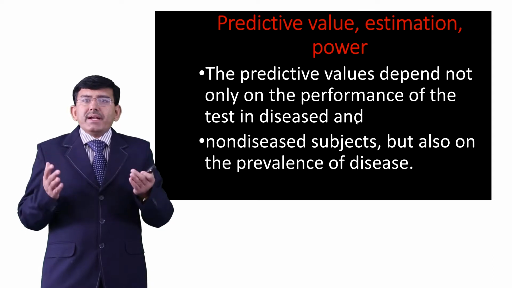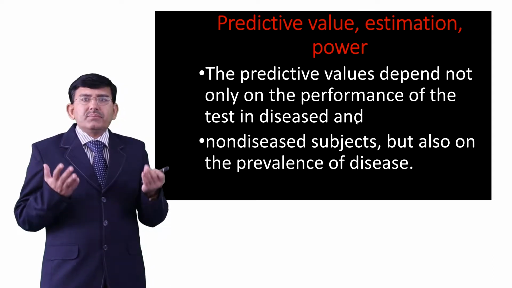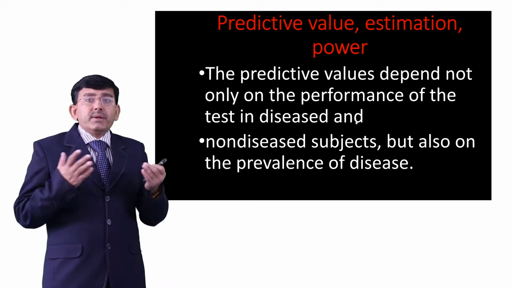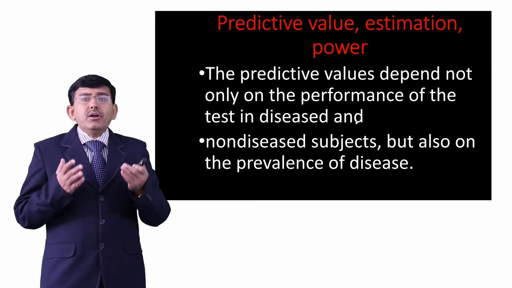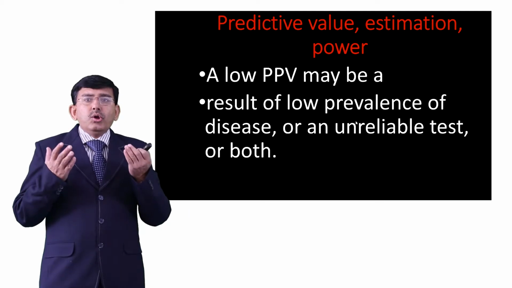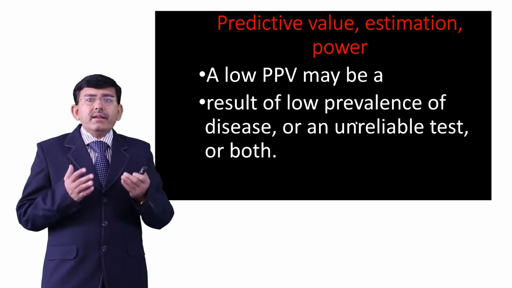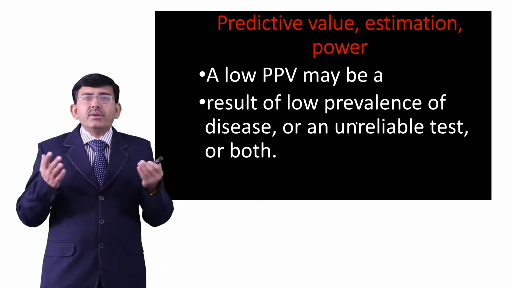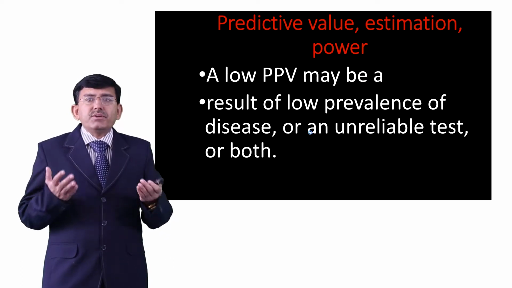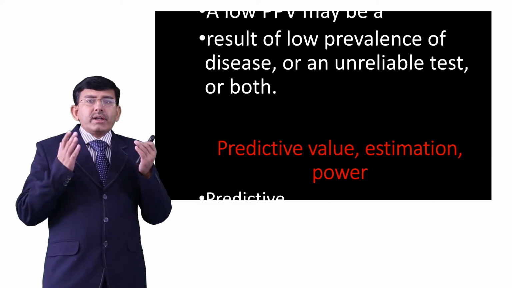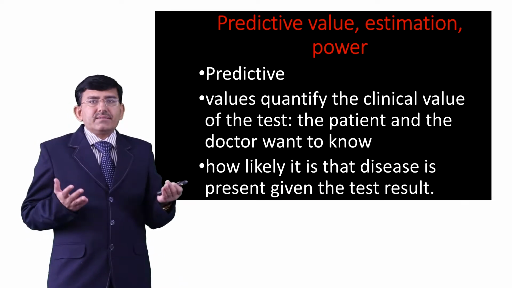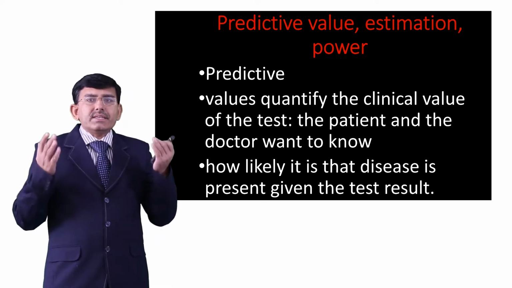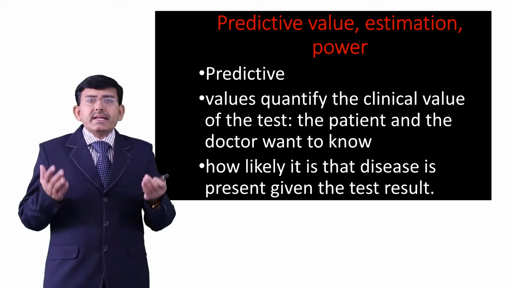The predictive value depends not only on the performance of the test in diseased and non-diseased subjects, but also on the prevalence of the disease. A low PPV may be the result of low prevalence of a disease or an unreliable test or sometimes both of them. So this way we have to evaluate the performance of the test which we have performed. Predictive value quantifies the clinical value of the test. The patient and the doctor want to know how likely it is that disease is present given the test result.